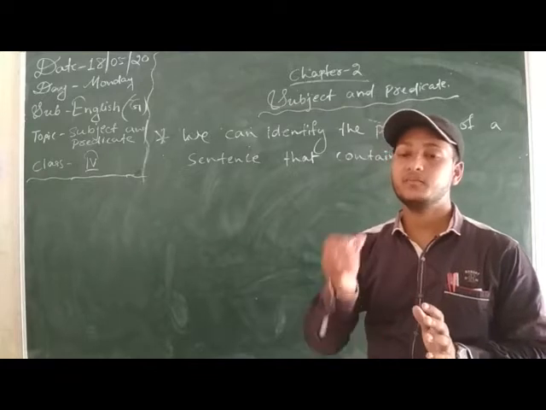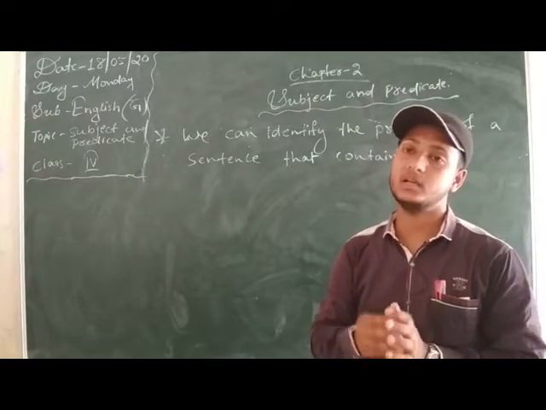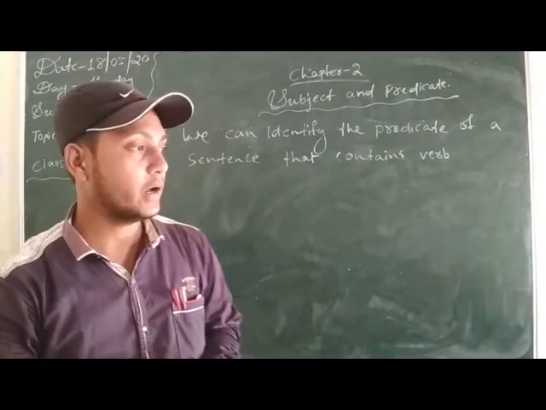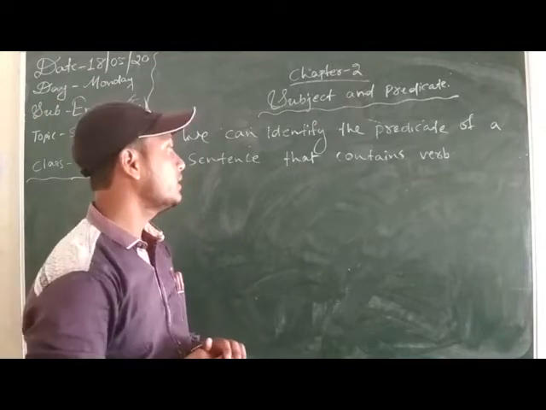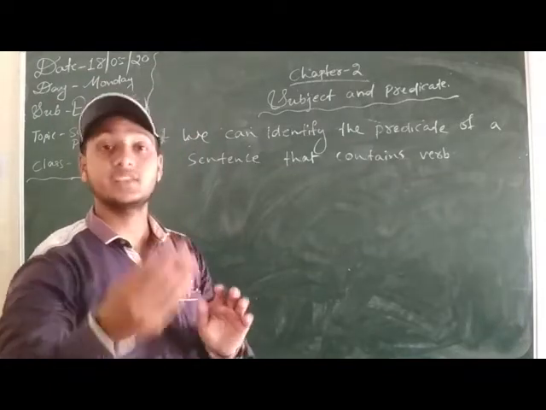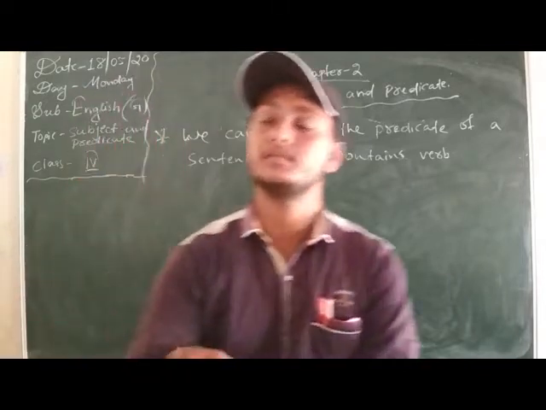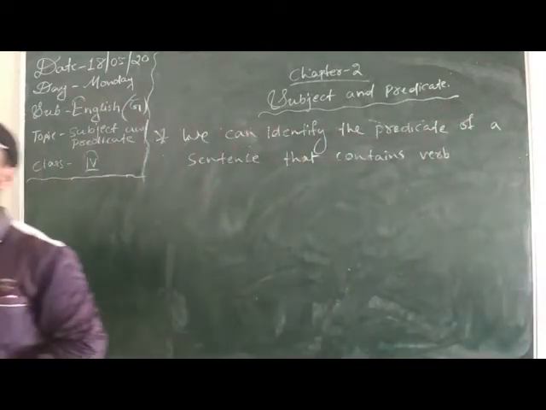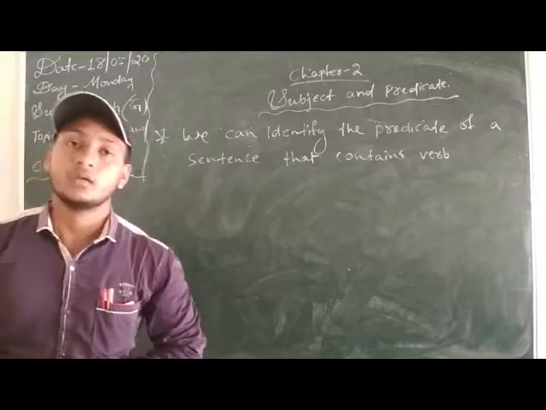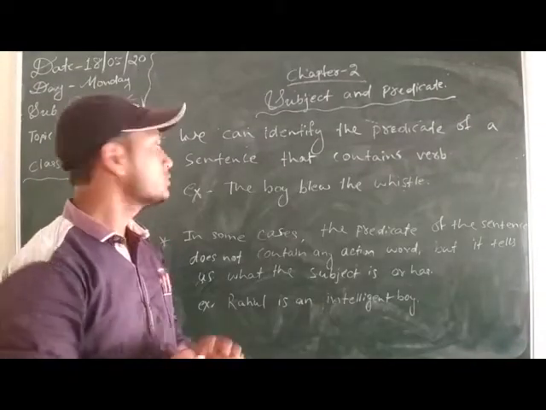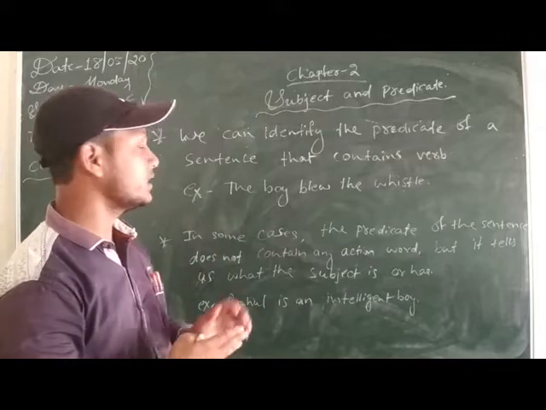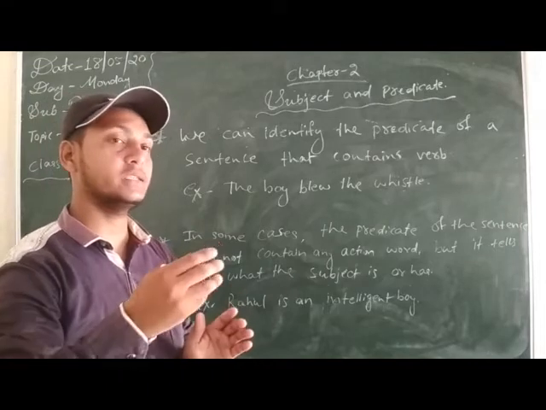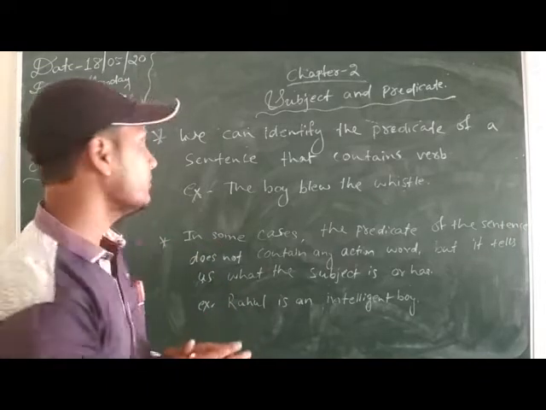So how can we know that the sentence contains a predicate? If we see certain sentences, whether it has a verb or not, we can identify the predicate by seeing if there is a verb in the sentence. So we can identify the predicate of a sentence from the part of the sentence that contains the verb.